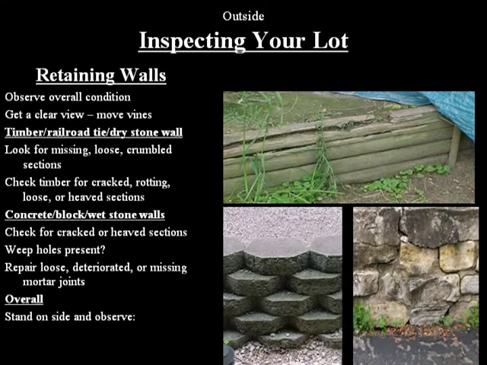Overall, stand on the side and observe. The wall should not be leaning forward. If the wall is leaning forward, some of the cracks or heaved sections may actually be relieving some of the pressure. However, any additional forces can eventually lead to collapse. And if there are large splits, the wall should be rehabilitated or rebraced again.